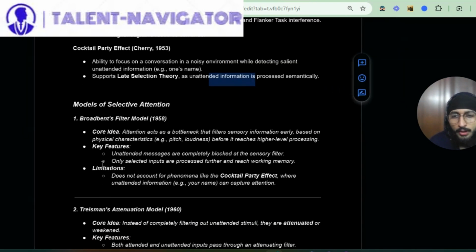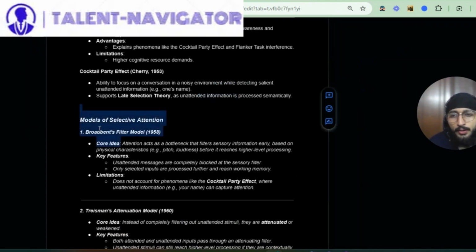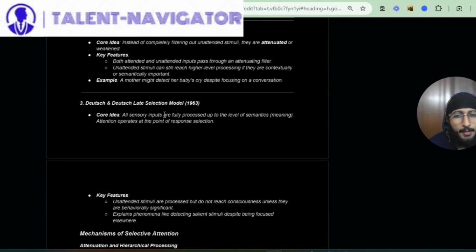Now we've done the Broadbent model. Basically, these are the models of selective attention which we've already discussed in depth above.